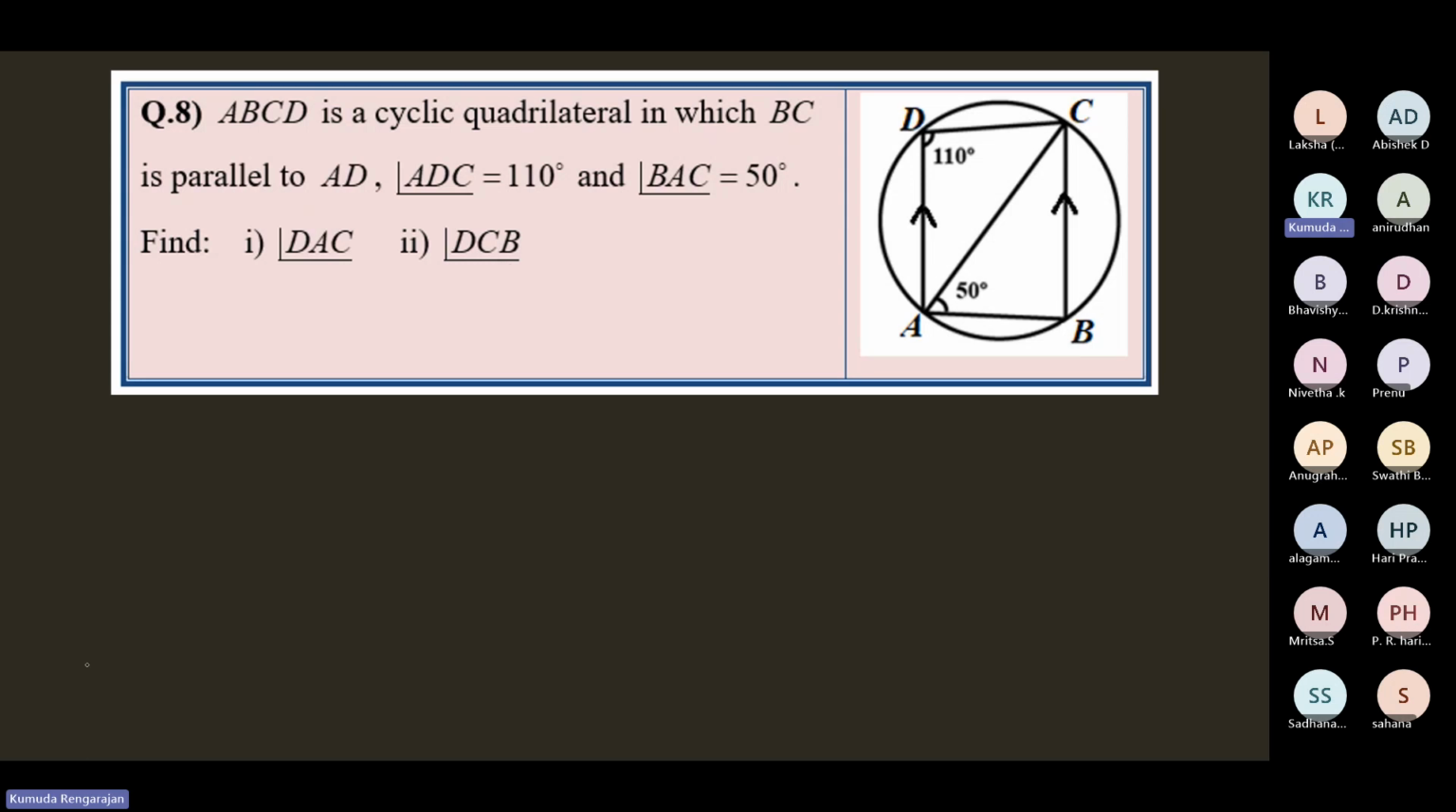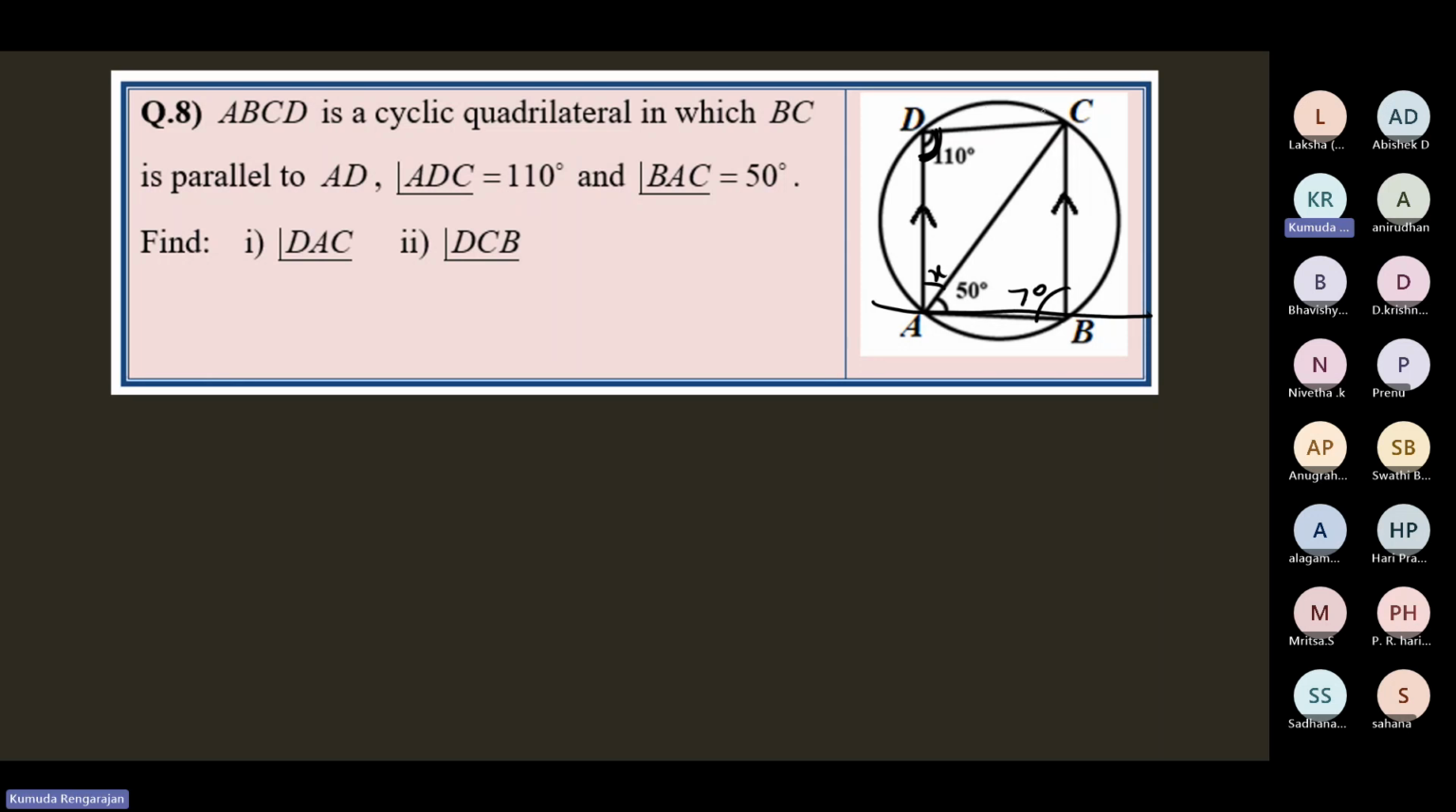In a cyclic quadrilateral, opposite angles are supplementary. So this is 110, no? So this will be 70. Now you can call this X and use co-interior angles as supplementary.